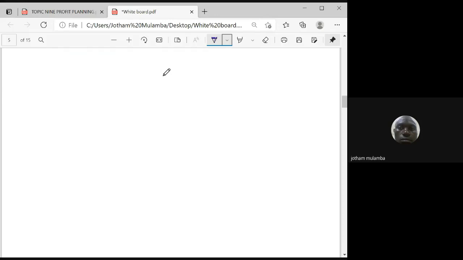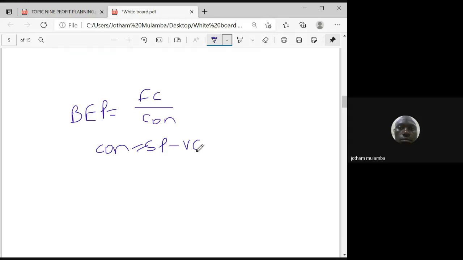I said we'll counter check to confirm if at all you have done it correctly. And for us to confirm that, we had said BEP, using the algebraic, is equivalent to fixed cost divided by contribution per unit. And for us to get contribution per unit, we said it is equal to selling price minus variable costs. So in this perspective, our selling price was 20 shillings minus variable cost, which is 14, to get 6. And our fixed cost has been 50,000.